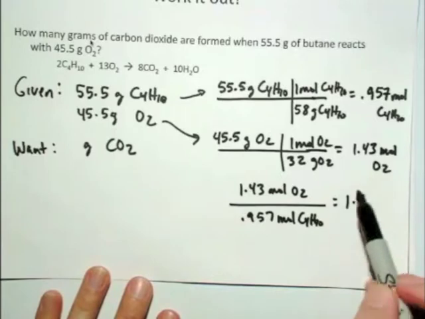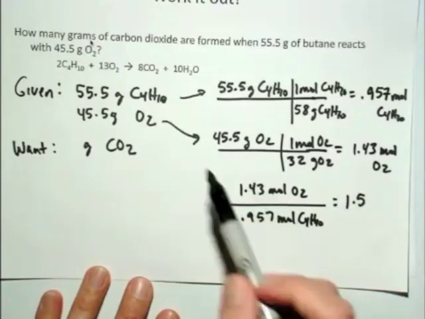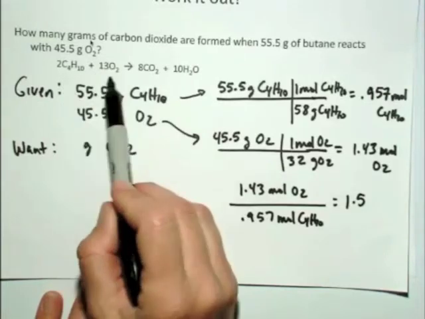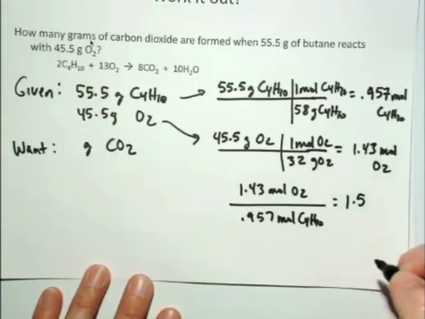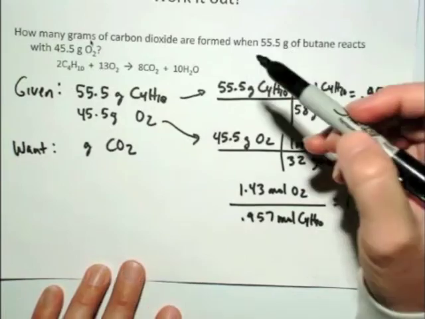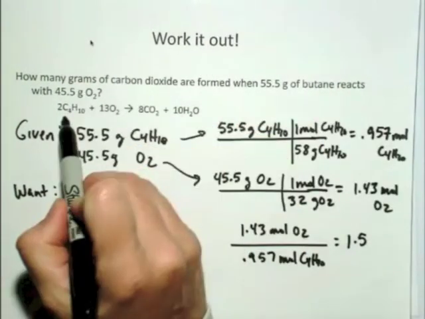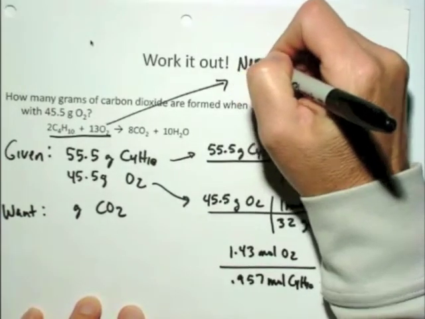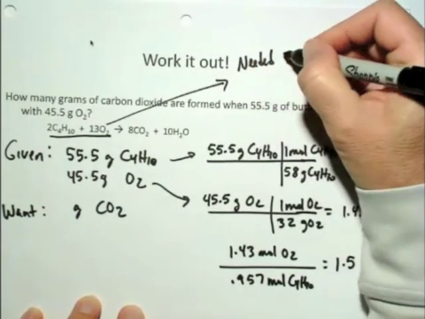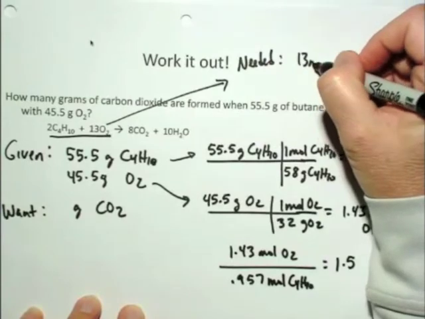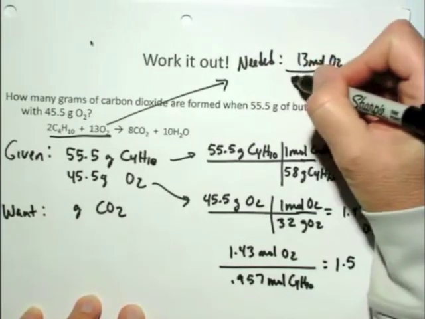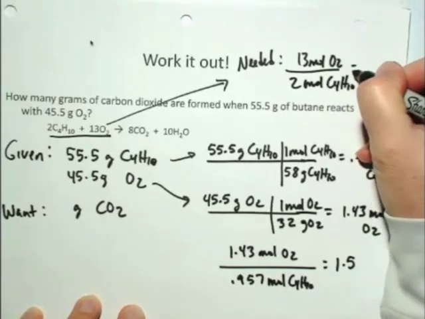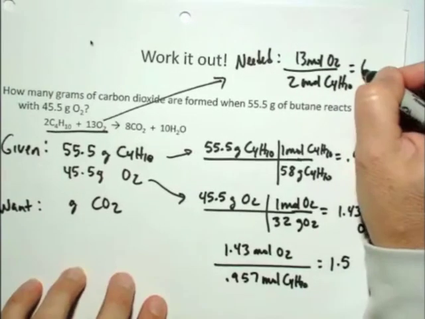Now that's the available molar ratio. But what's the molar ratio we need here to react away all of each of them? In that case, it's the needed molar ratio. I'm going to write it up here. Going off the balanced chemical reaction, the needed molar ratio to react away all of everything in the reactants is 13 moles of oxygen per 2 moles of butane, and that ratio is equal to about 6.5.